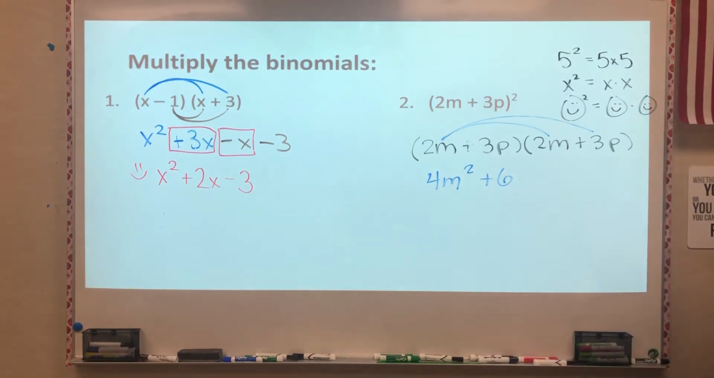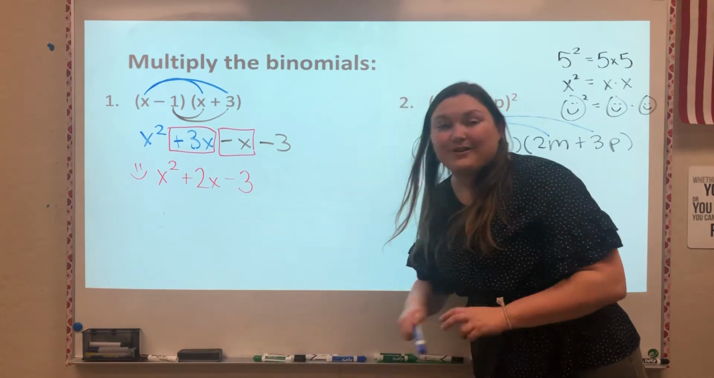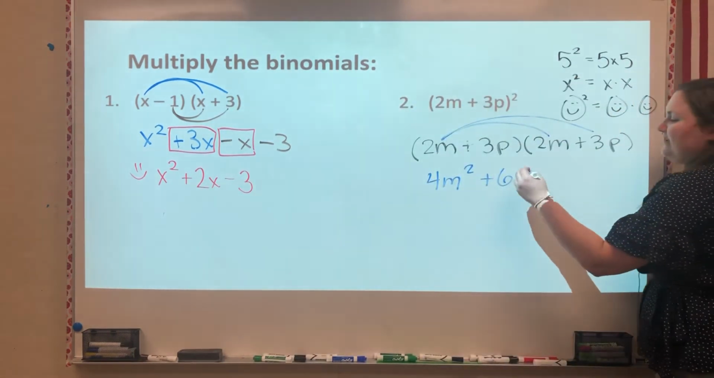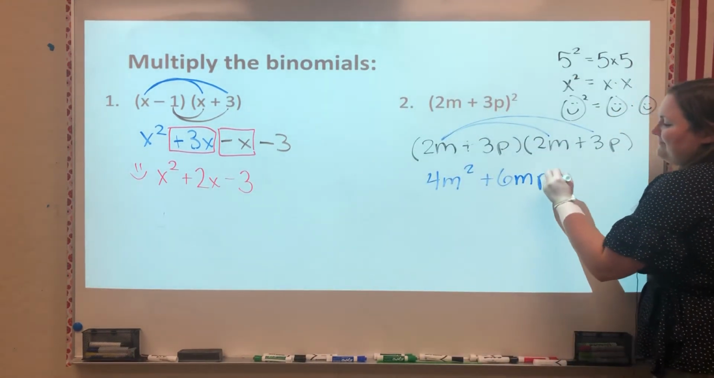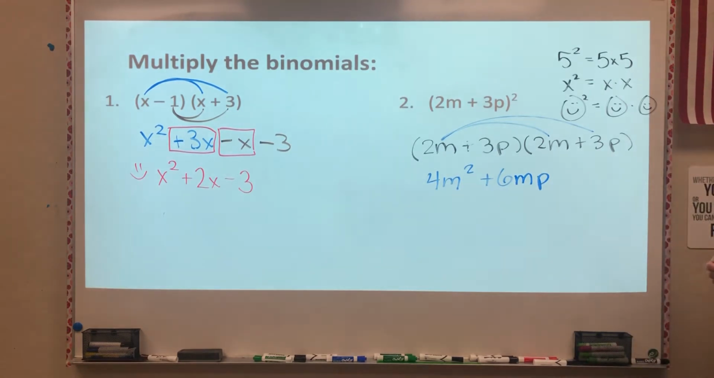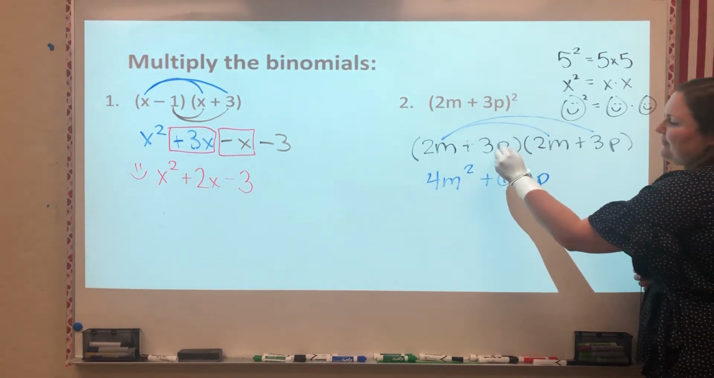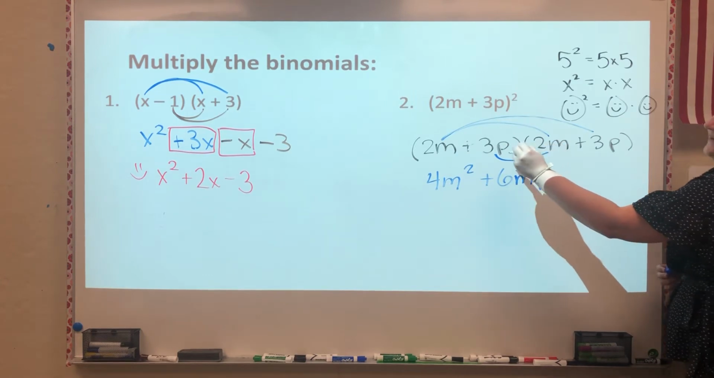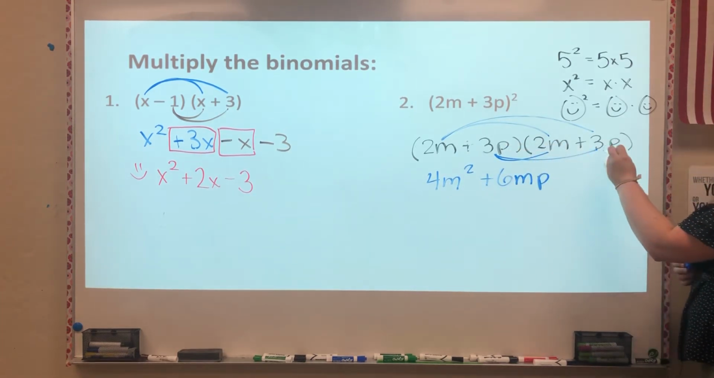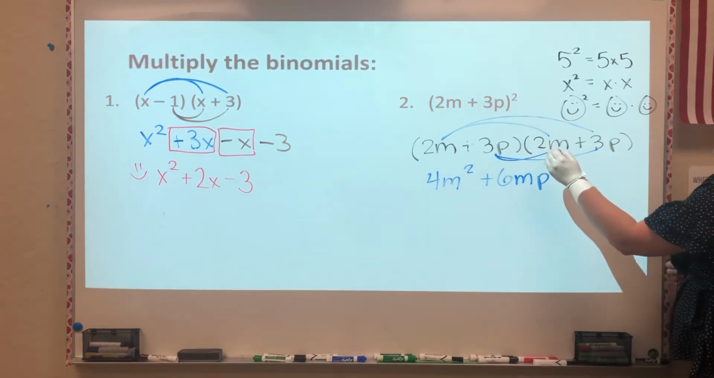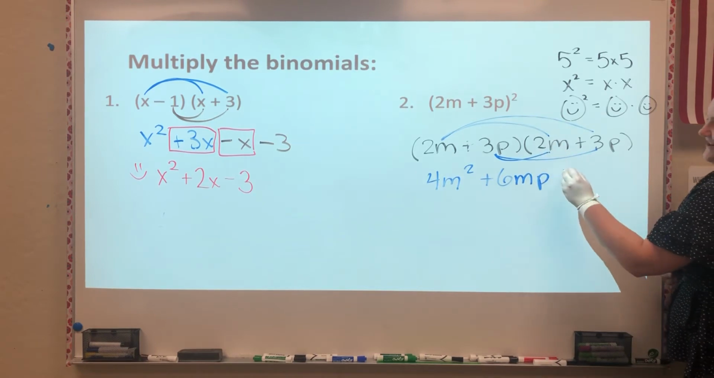I don't care if you wrote mp or if you wrote pm. It doesn't matter the order of the variables, but we need both of them. So I need an m and a p. Now that's the first part of multiplying this out. What's the second part going to be? Well, I want to take my 3p and do the same thing. I'm going to take 3p and do 3p times 2m and 3p times 3p. 3p times 2m, it's the same thing I just did. I get 6mp.